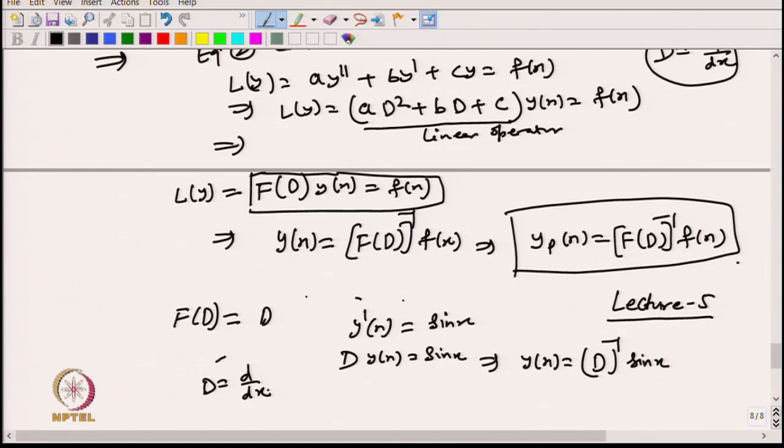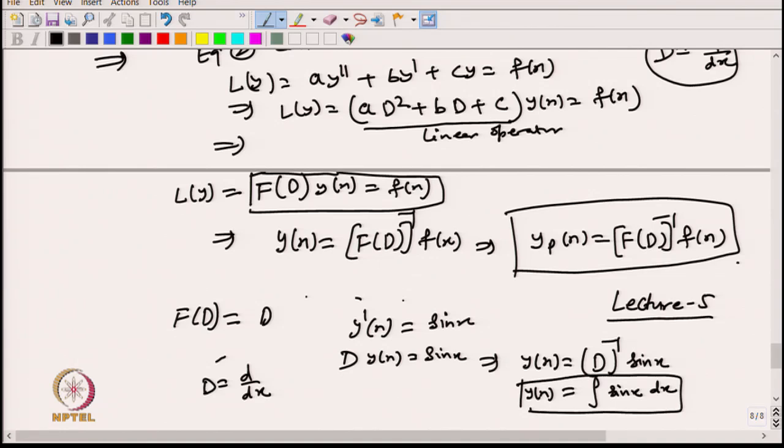So, what is the inverse of a differential operator? That is the integration, I know. So, from here I will get that D inverse will be integration of sin x with respect to x, and that will be my y(x), the solution of this differential equation.